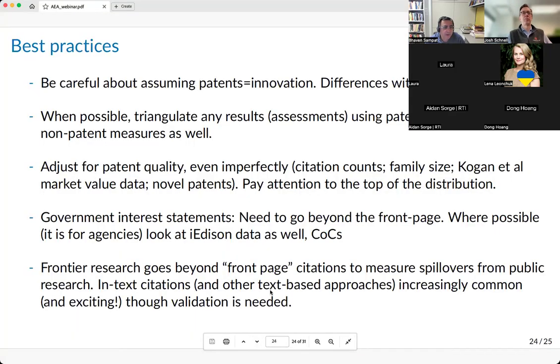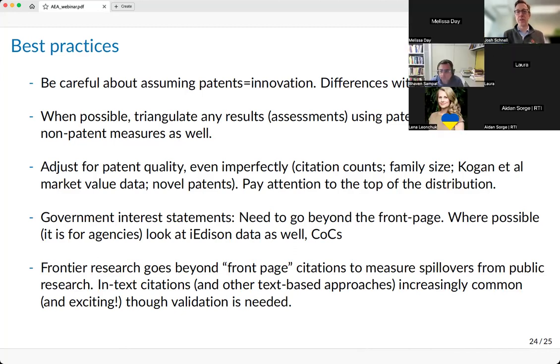Here are some of the best practices, but rather than going through, why don't I stop here? You can take a look at that if you'd like, and stop here and leave some time for any questions or comments or thoughts you may have. Great. Yeah, no, this is excellent. A lot of really useful practical information.